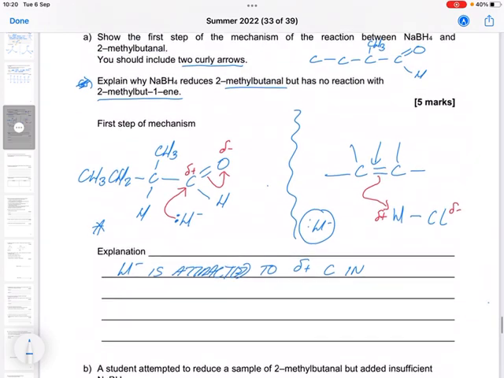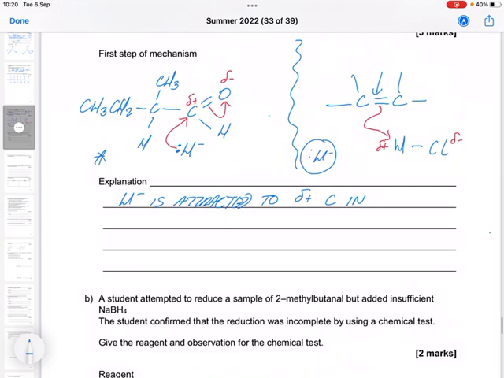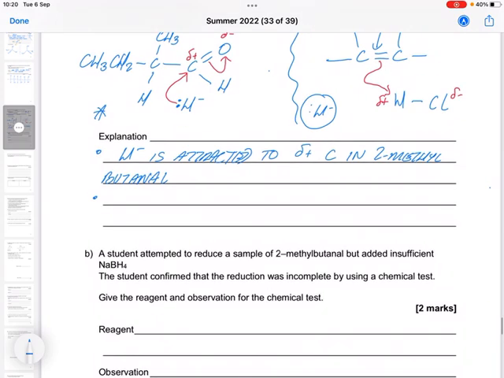in 2-methyl-butanal. Need to make sure I name the molecule, otherwise I could be talking about either of them. So the H minus will be repelled from a carbon-carbon double bond because the carbon-carbon double bond is electron rich.